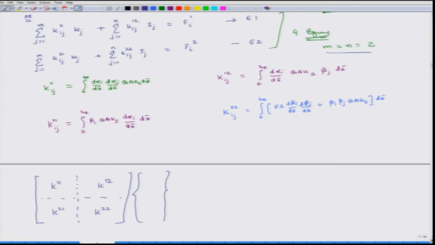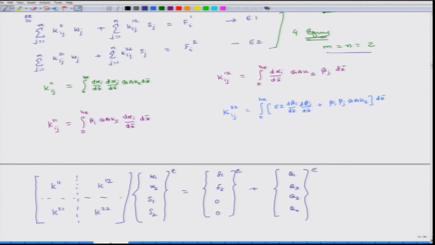In the unknown vector, we have W1 and W2, S1 and S2. And on the force side, we have F1 and F2 and 0 and 0. So, this is the external force which is being applied, and plus if there are some point forces, they are Q1, Q3, Q2 and Q4, and all these equations are at element level.